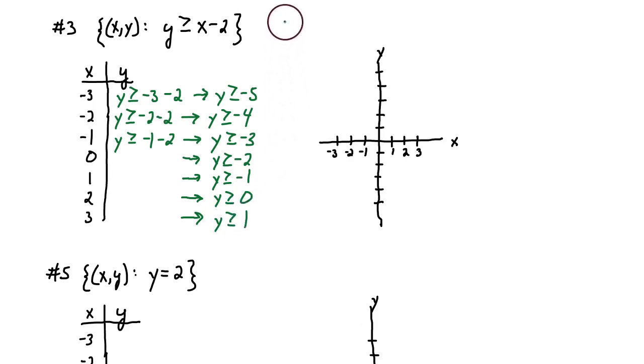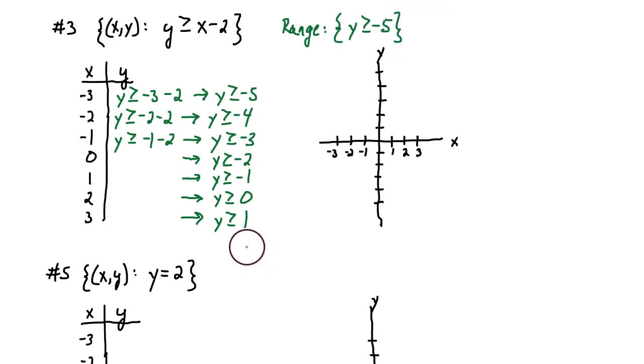Now we can get our range. The range is a list of all of the y values generated by the relation. That should go in braces. When we think about all of these statements, we can write this as a single expression. Y is greater than or equal to negative 5.